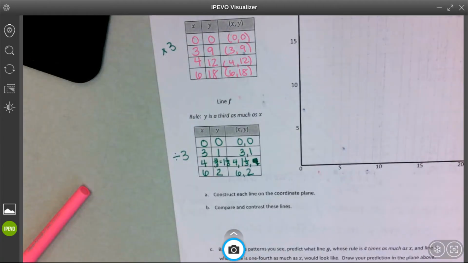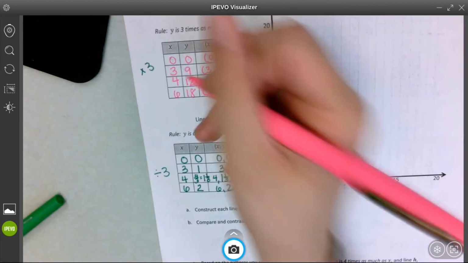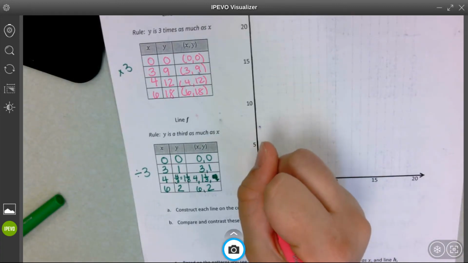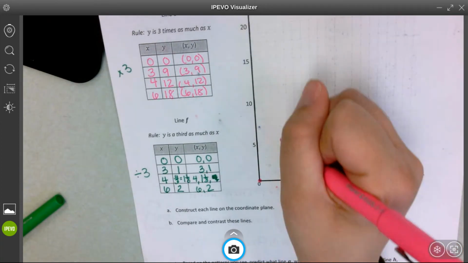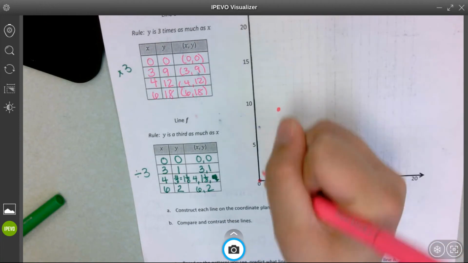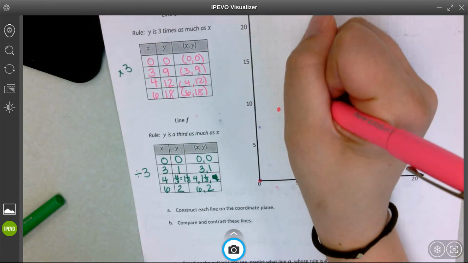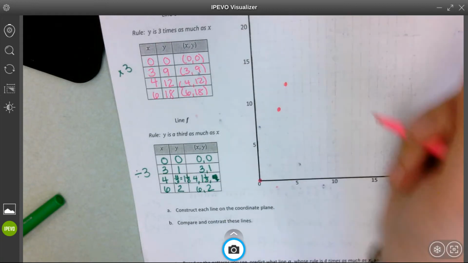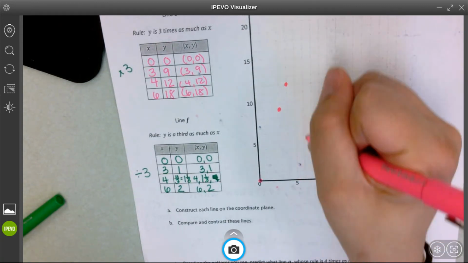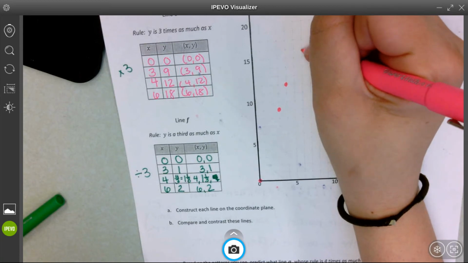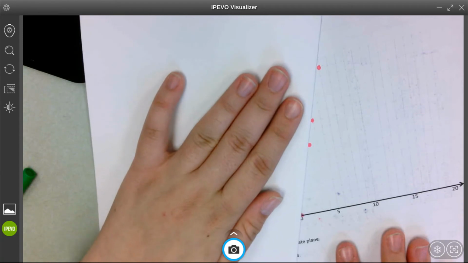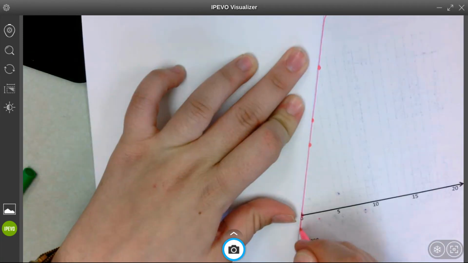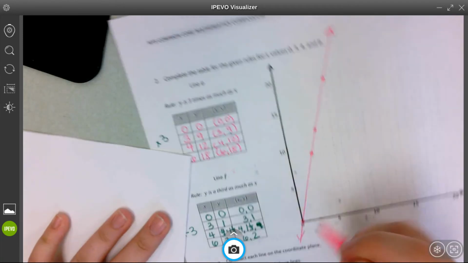Okay, so quickly writing our coordinates. All right, so construct each line on the coordinate plane. So looking at line E, rather, 0, 0. And then I have 3, 9. 1, 2, 3, all the way up to 9. 4, 12. There's 4 all the way up to 12. And 6, 18. 15, 16, 17, 18. I'm going to use my straight edge. Make that line. And that's line E.